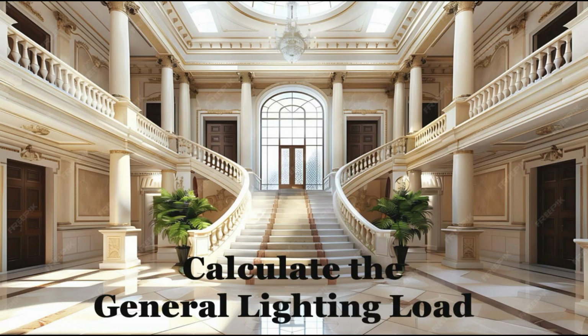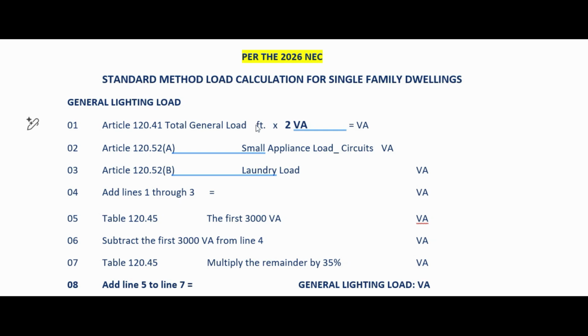Okay, so now let's calculate the general lighting load. Let's say we have a 2,500 square foot home. It is being calculated at 2 volt amperes per square foot. That means that I'm going to have a total of 5,000 VA for that first calculation. And that includes general purpose receptacles and all the lighting, right?